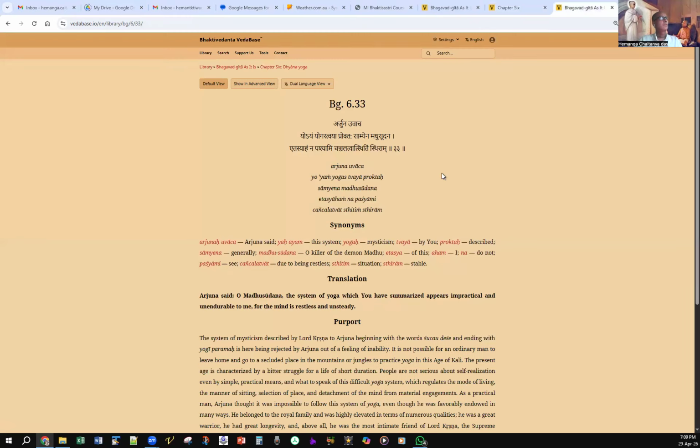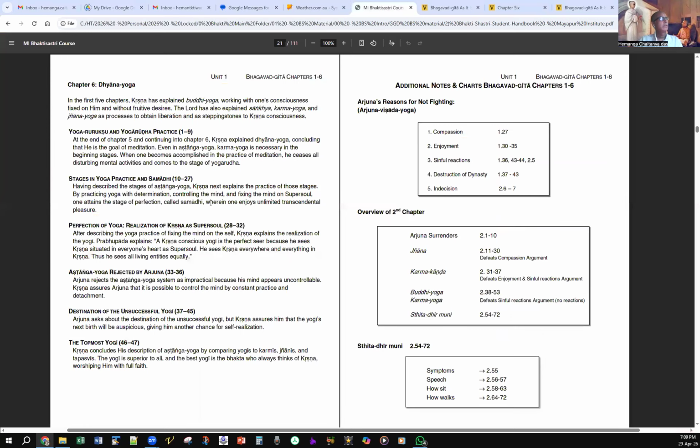So this is where we left off, 6.32, last week. If we look in the MIHE guide, we've done three sections. The first section was Yoga Ruruksha to Yoga Arudha. Does anyone remember what Yoga Ruruksha means in simple terms? Neophyte. So neophyte yogi, and yoga arudha refers to advanced yogi. Krishna talked about these two terms and how to advance from the neophyte state to the advanced state. Then he speaks about stages in yoga practice and samadhi, explaining all those stages.